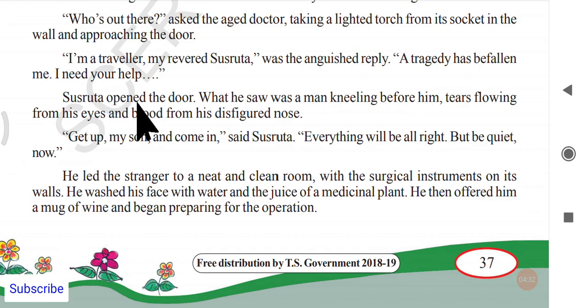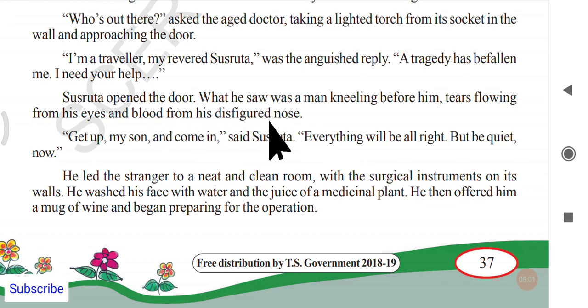So Sushrutha opened the door. So when he saw, what he saw was a man kneeling before him, tears flowing from his eyes and blood from his disfigured nose. Okay, so when Sushruta opened the door, Sushruta saw there was a man kneeling. Okay, kneeling on the knees, before Sushruta, and tears flowing from his eyes. Tears in the sense he might be crying a lot. Okay, because of the pain. Why?